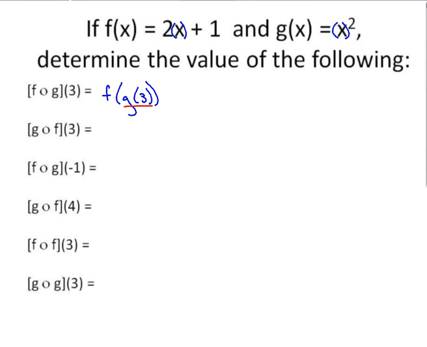Now, what g of 3 is, I got to use the function g to figure out g of 3. So I take this 3, I insert it in for the x for that function. That would be 3 squared, right? I get 9. This becomes 9. So now my goal is to figure out f of 9.